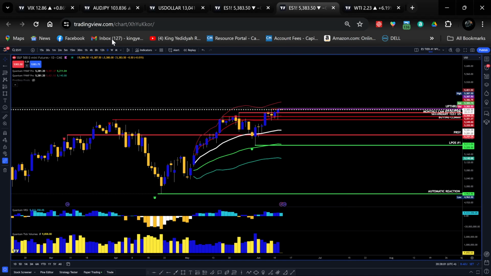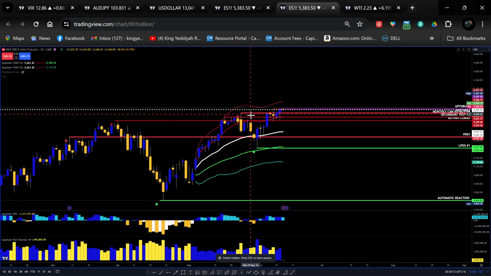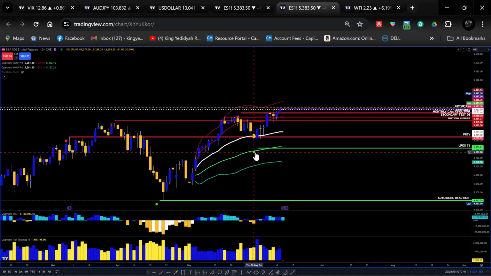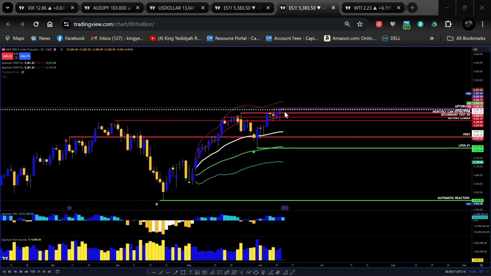So let's see here. This is on the daily chart right now. Let's make this bigger. All right, so basically there's nothing really to analyze. It's either we're going to break out or we're just going to pull back, right? So if we pull back into the range, there's the monthly VWAP right there, and that's the first stop, right?